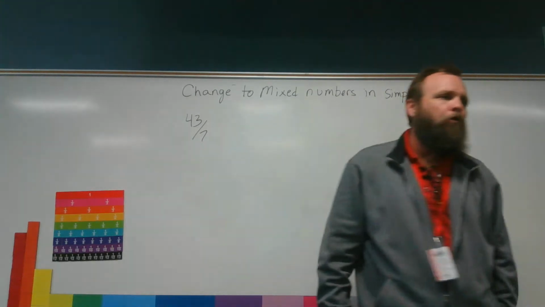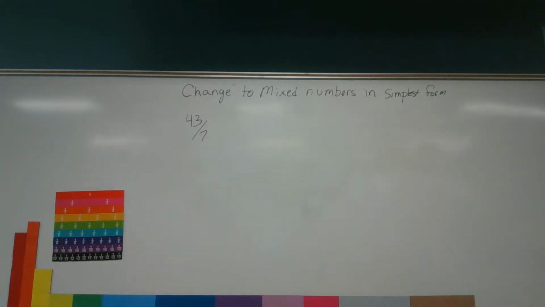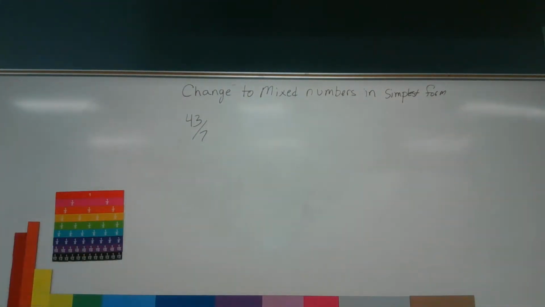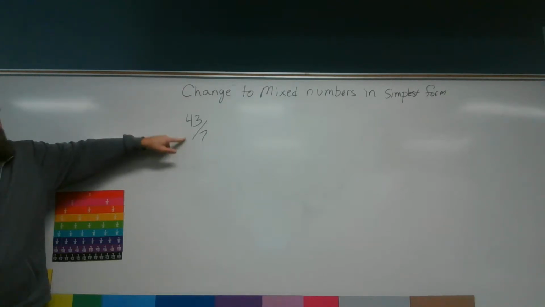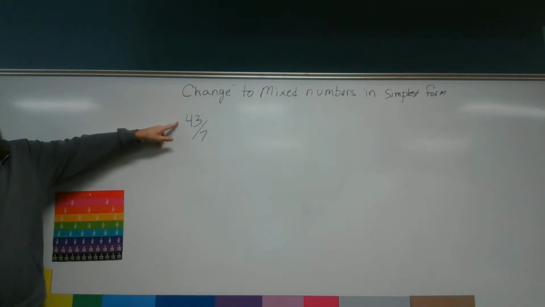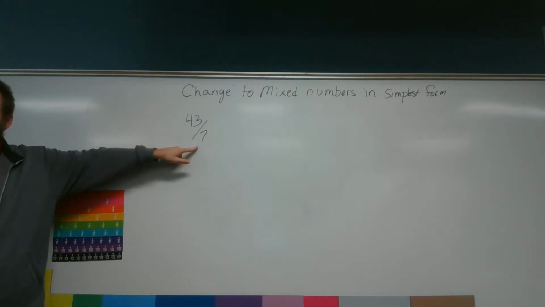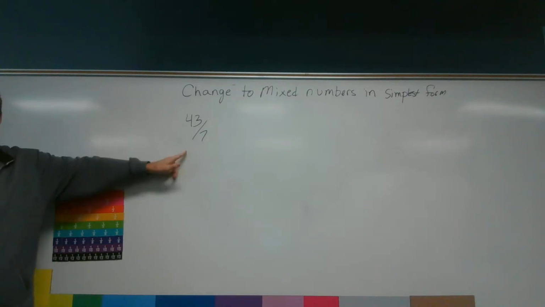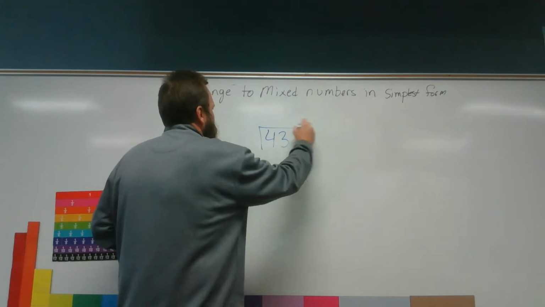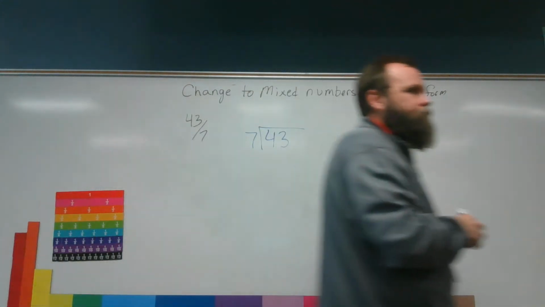So we start with 43/7. Amelia, what is the first step it says? Divide the denominator into the numerator. A fraction is just a division problem. What this says is 43 divided by 7. That's all a fraction is, a division problem. So we do 43 divided by 7.